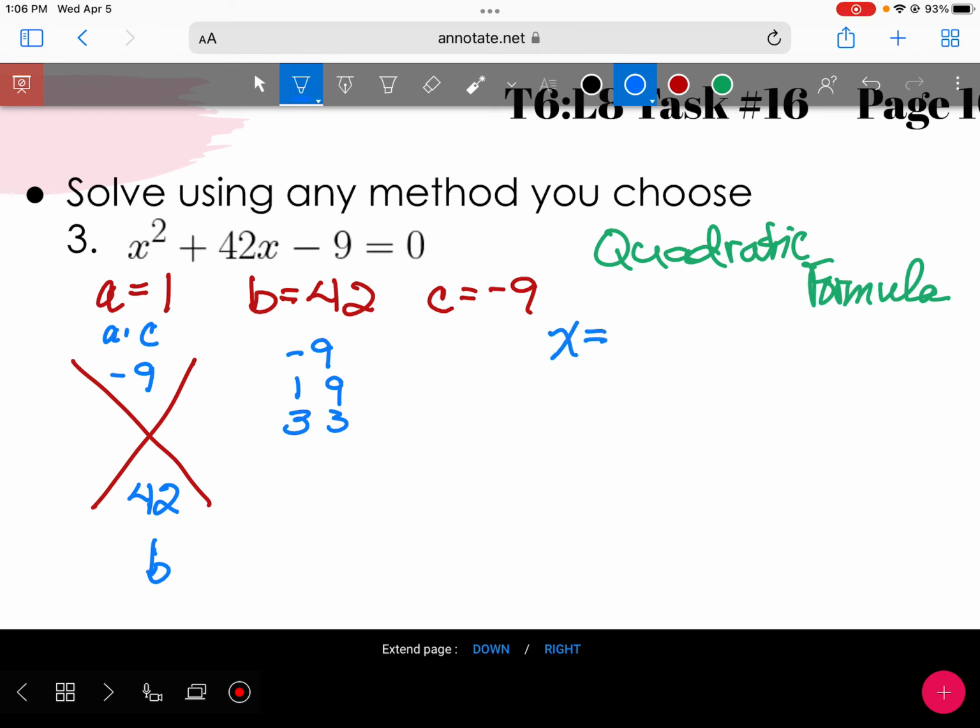X equals the opposite of B. Then what? Plus or minus. Square root. B squared minus 4AC, all over 2A. Yes.